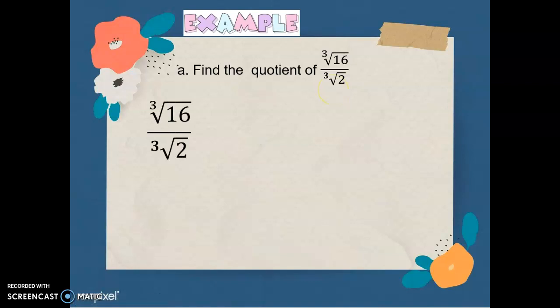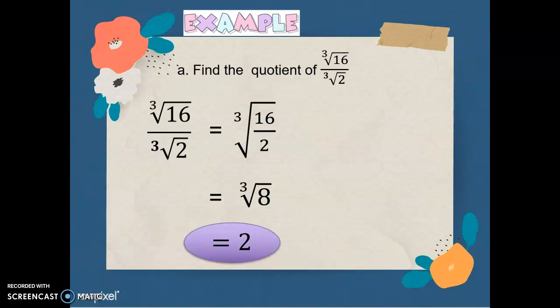Yan. So, ang gagawin po natin, since same lang po yung index nila, rewrite it as one radical. It will be cube root of 16 over 2. And 16 and 2 is divisible to each other. Reduce na po natin siya. So, 16 divided by 2 is 8. Kaya ito ay magiging cube root of 8. And since 8 is a perfect cube, extract natin yan. So, ang cube root po ng 8 is 2, kasi 2 times 2 times 2 is 8. So, simple as that. Ulitin ko ha, kapag naka-write siya ng separated radicals, as long as same ang index, then rewrite it as 1.